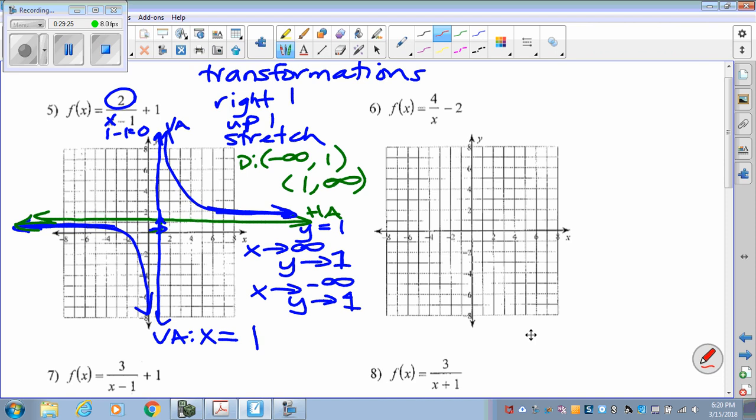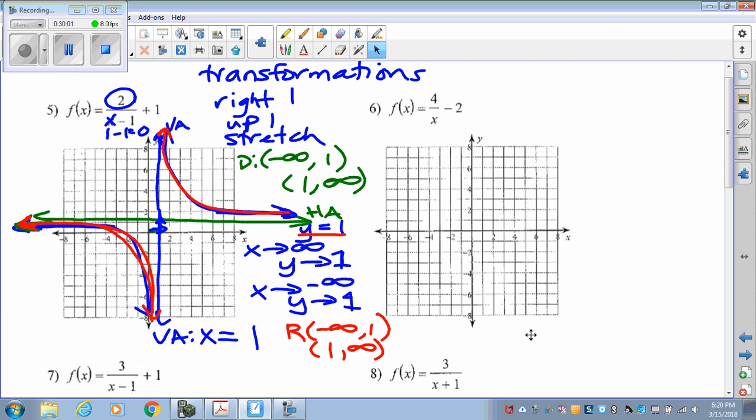And then for my range, I'm going to look at the y values, which are also, my asymptote here is also 1. So the range is going to go from negative infinity to 1, and from 1 to positive infinity. The range goes from negative infinity to 1, and then it picks up at 1 and goes to positive infinity. So that's the range. Like I said, there's no holes because I don't have a same factor on top and bottom.